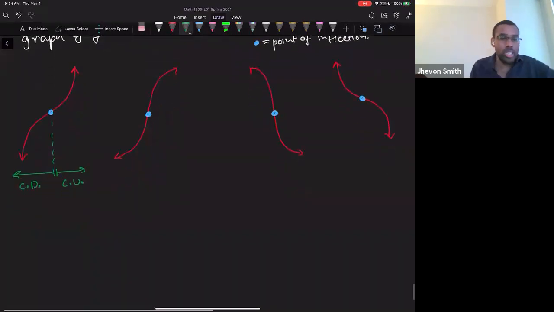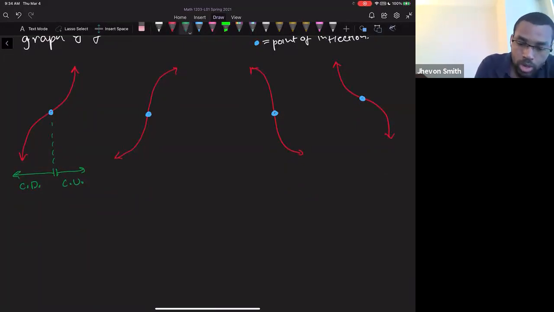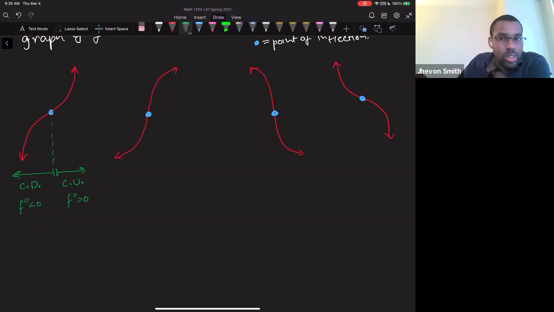Now, inflection points are themselves very important. And what I want you to know is that we can identify when they occur by looking at the second derivative. Notice that the second derivative on this side would be negative, while the second derivative on this side would be positive. So we can identify when inflection points occur by identifying when a change in the sign of the second derivative occurs, right?